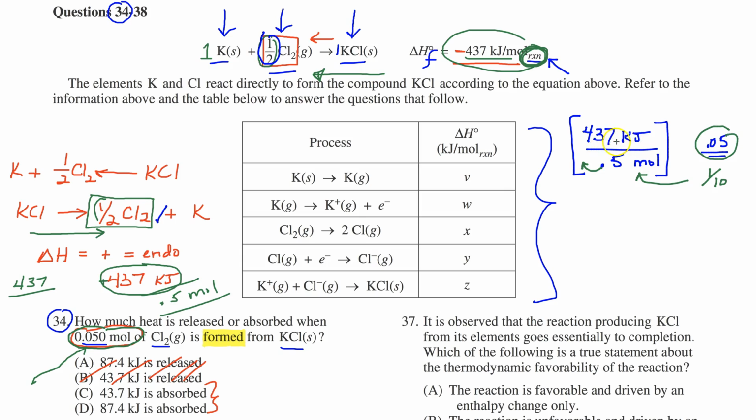And what's a tenth of 437? Of course, that would be 43.7, and that is the answer. And it's positive because we're going in reverse, and the reverse is going to be a positive value.